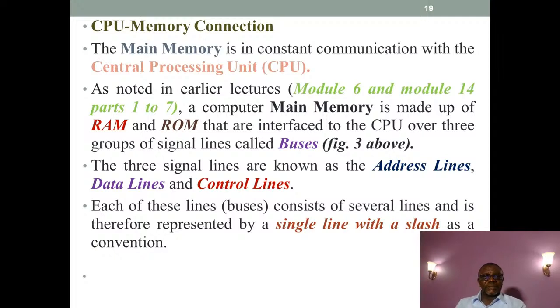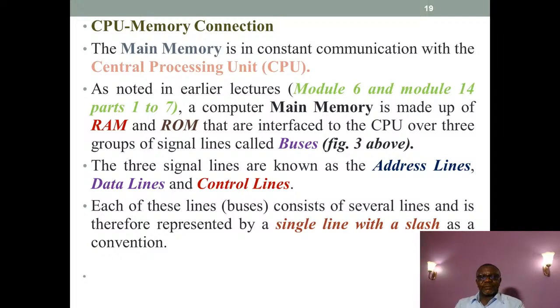So, one very important aspect is how these memory chips or memory system of computer interact with the central processing unit. So we say the main memory is in constant communication with the CPU. And as noted in earlier lectures, a computer memory is made up of RAM and ROM. When we say RAM, random access memory, and ROM, read-only memory, that are interfaced to the CPU over three groups of signal lines called buses, as we have seen in Fig 3. The three signal lines are known as the address lines, data lines, and control lines.